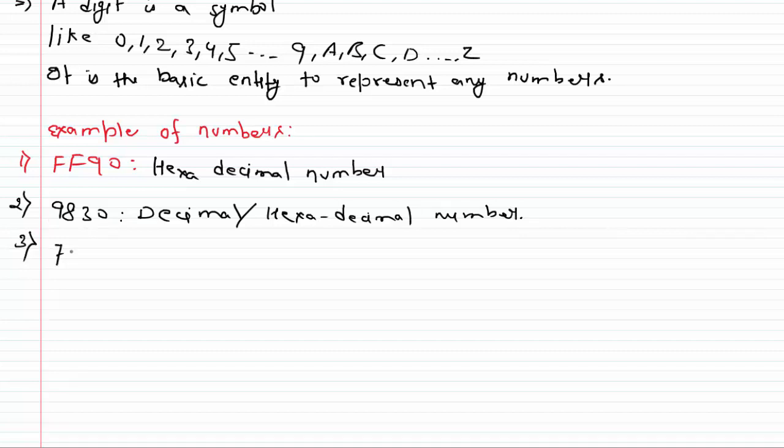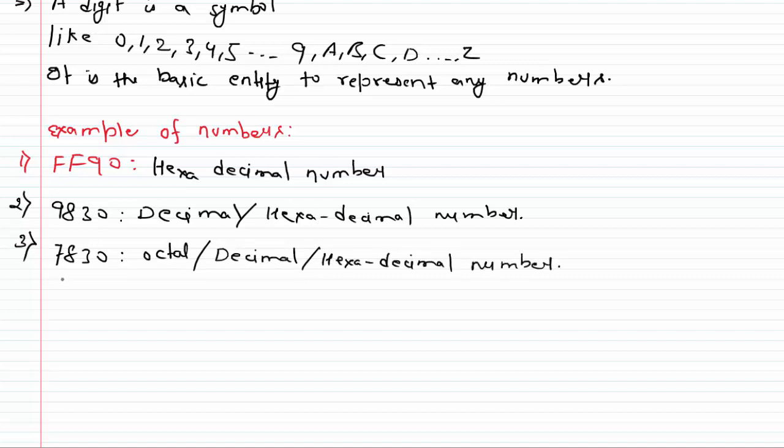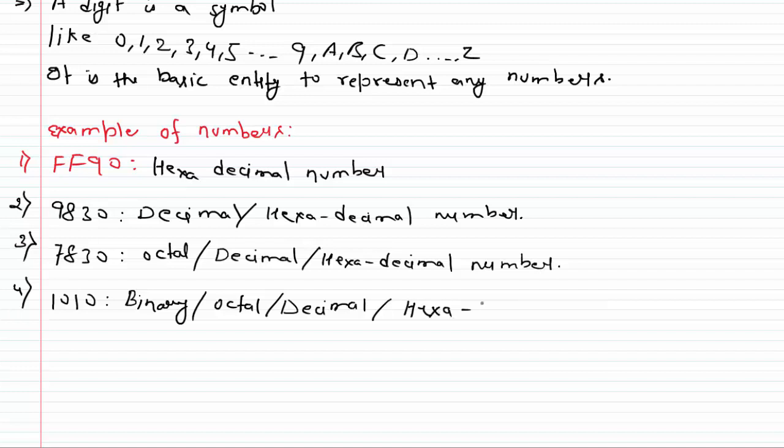Next example is this, an octal number, and the number system that we use to represent this number is known as octal number system. It's also example of decimal as well as hexadecimal number. Next example is this, a binary number, and the number system that we use to represent this number is known as binary number system. It's again an example of octal, decimal and hexadecimal number.